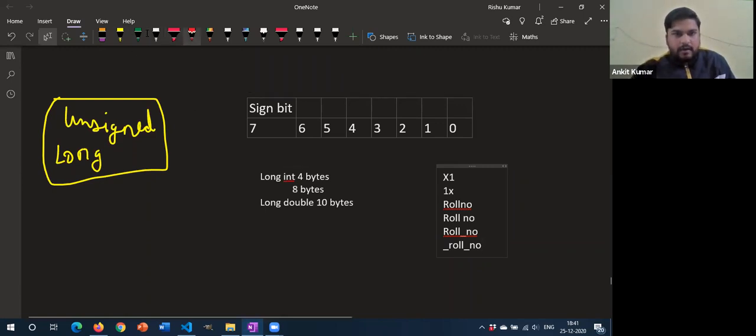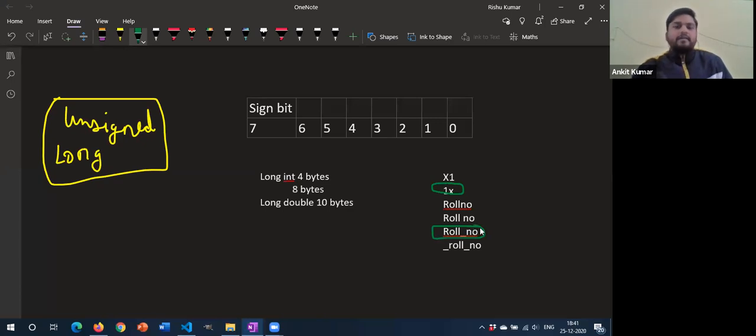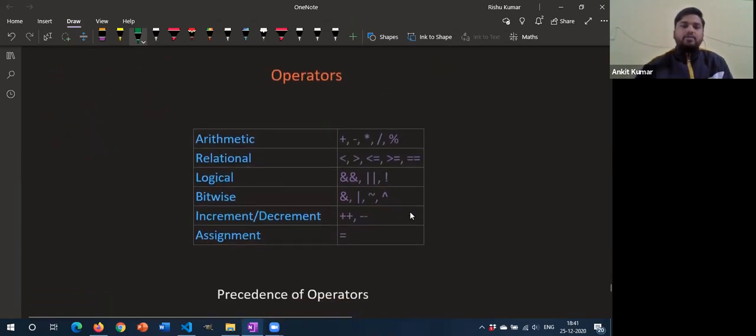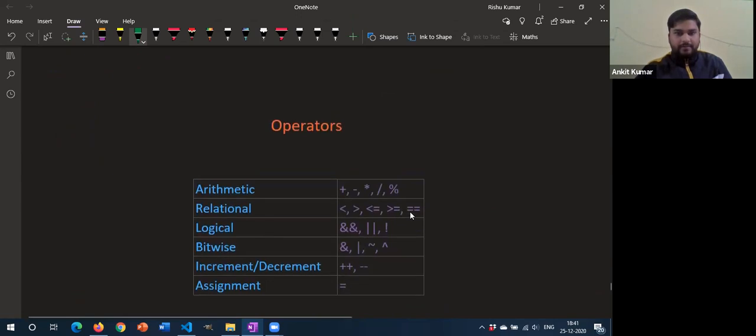So just keep in your mind that you cannot start the variable name with a numeric value, you cannot provide spaces in your variables, and you cannot use any special character other than underscore in your variables. That will be invalid. Okay. Now let's move on to the major topic for today, which is operators.